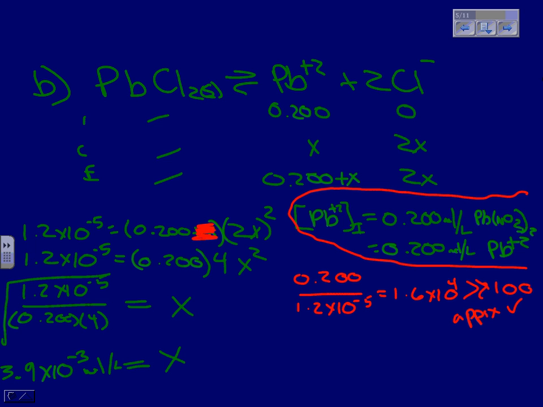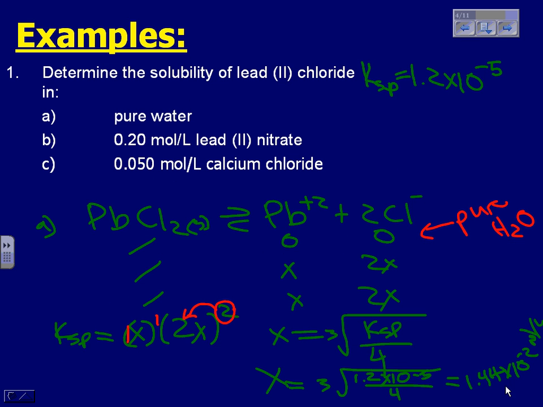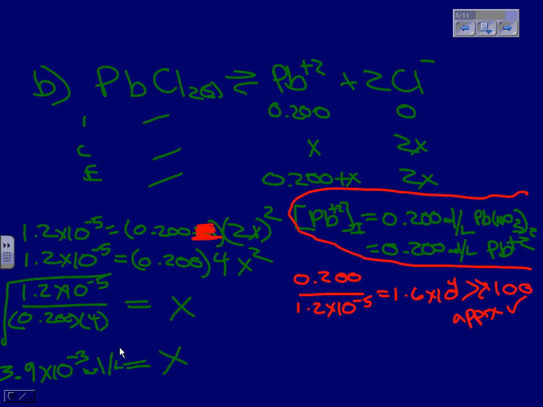All right? Now, just for comparison purposes, I'm going to go back to the last slide here. Take a look at what the solubility was in pure water. In pure water, it was 1.44 times 10 to the minus 2. That's how much dissolved in pure water. And once we added the common ion, it's 3.9 times 10 to the minus 3. We've decreased the solubility. Less can dissolve. That's the common ion effect right there, the fact that there's a minus 3 in that position.